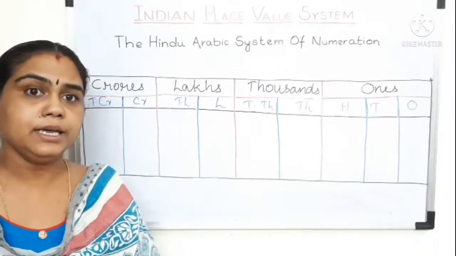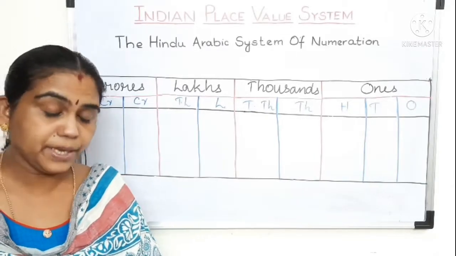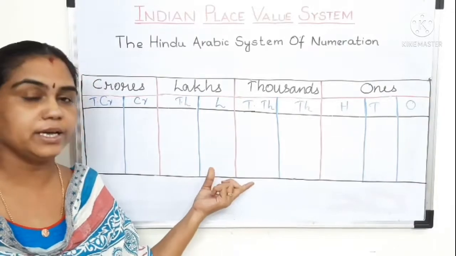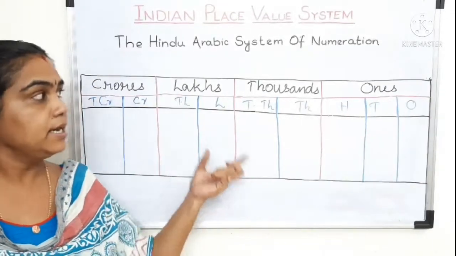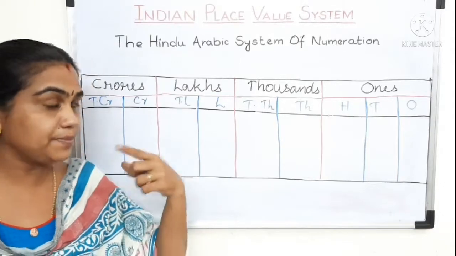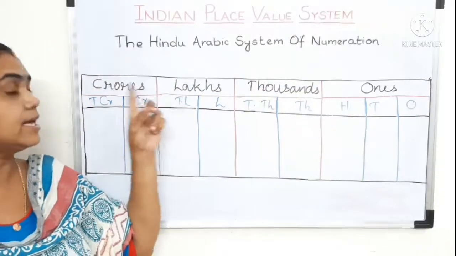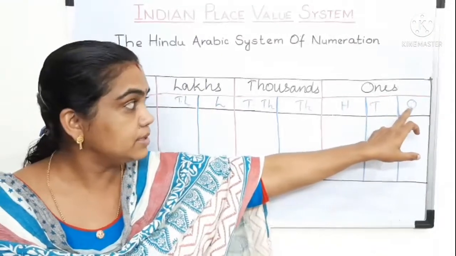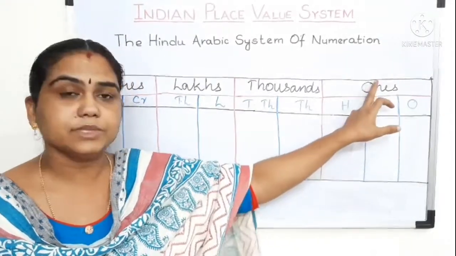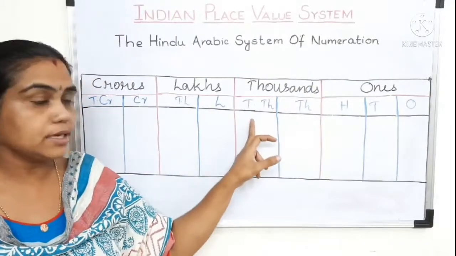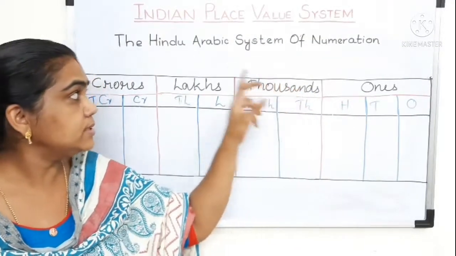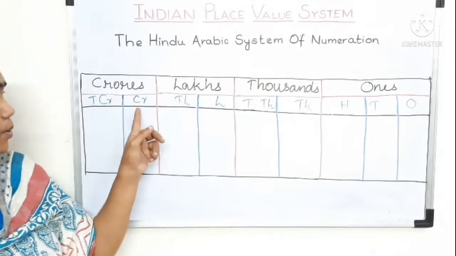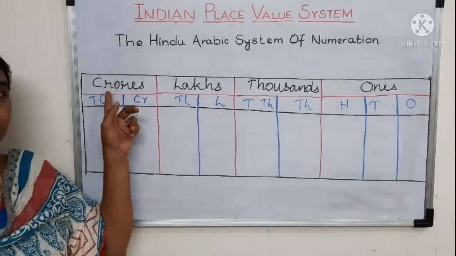Now let's see how to read a big number with the help of Indian place value chart. This is known as Indian place value chart. Indian place value chart consists of the periods ones, thousand, lakhs and crores, and there we have the subdivision places: ones, tens, hundred, that comes under ones. Then thousand, 10,000 comes under the period thousands. Then lakh and 10 lakh comes under the period lakhs. And crore, 10 crore comes under the period crores.